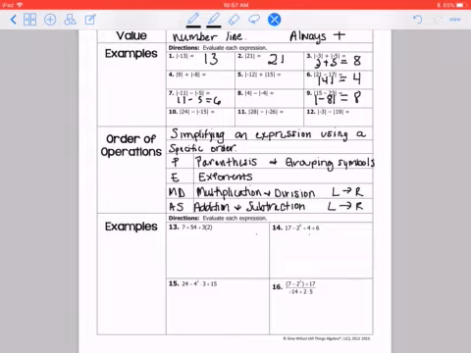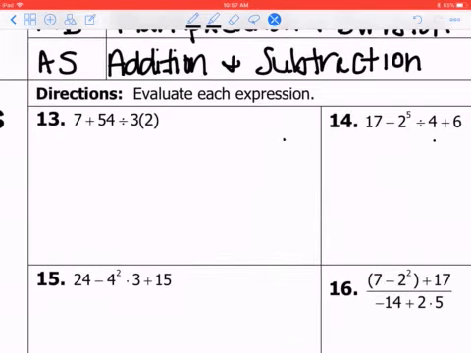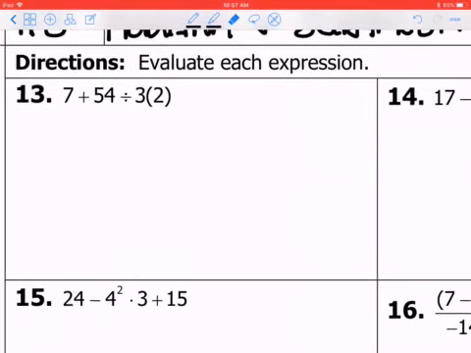Okay, so again, I'm not going to do every single one, but I am going to do a good chunk of problems. So, here we go. Very first one. We have no parentheses, because this parentheses is technically multiplication, and we have no exponents. So the next thing you're going to go to is the multiplication and division from left to right. So this 7 plus can just hang out there for a bit, and we're going to focus first on this 54 divided by 3, which is 18.